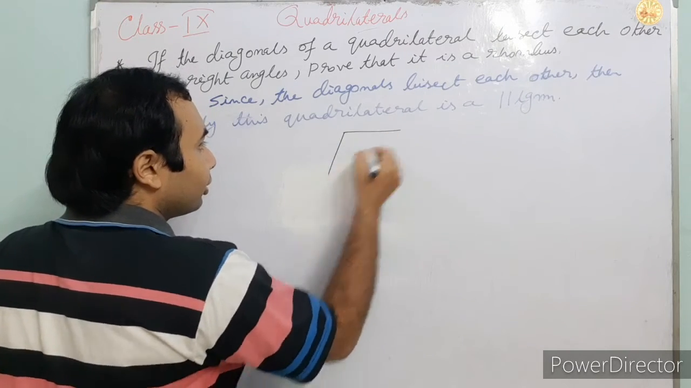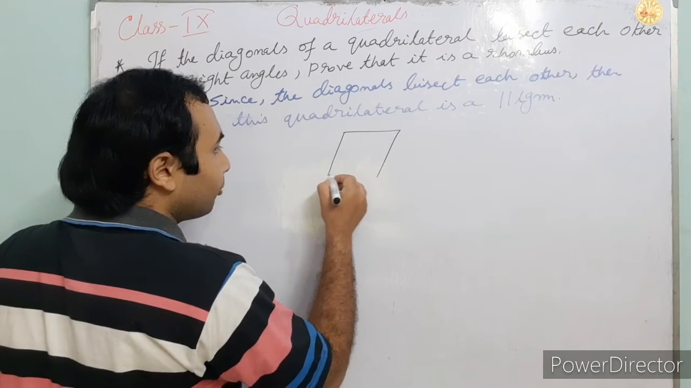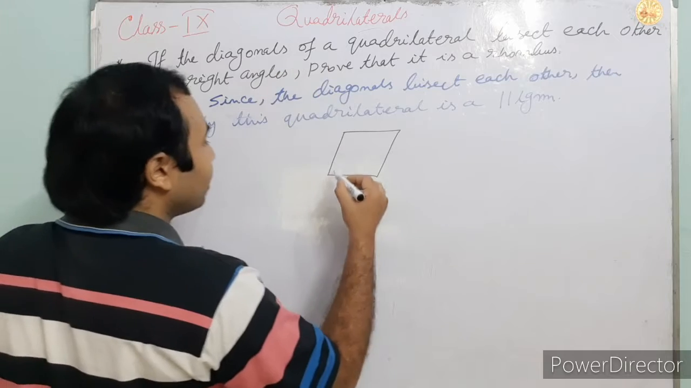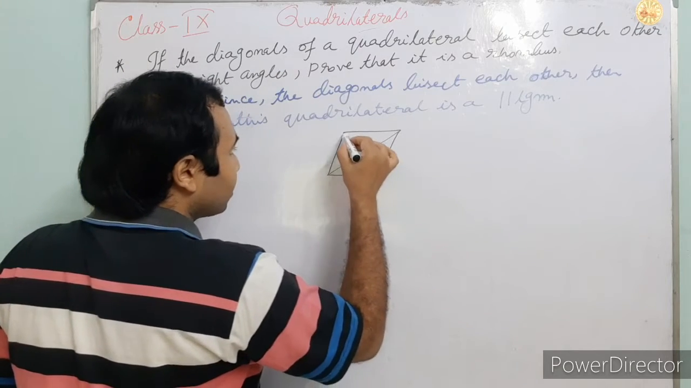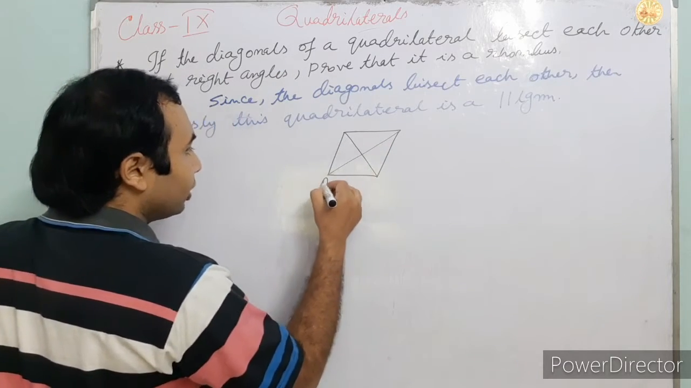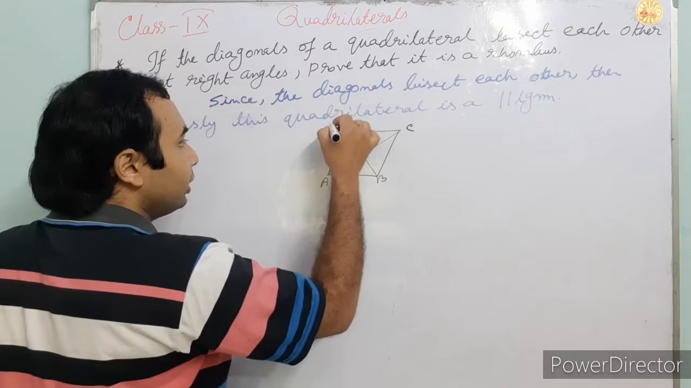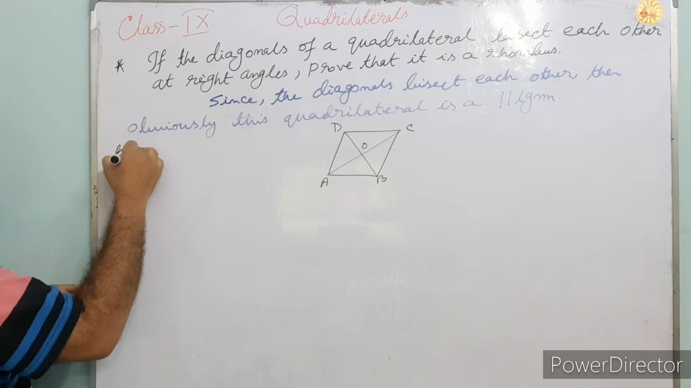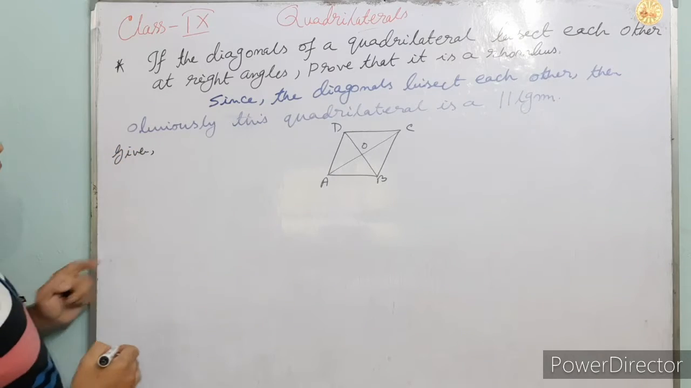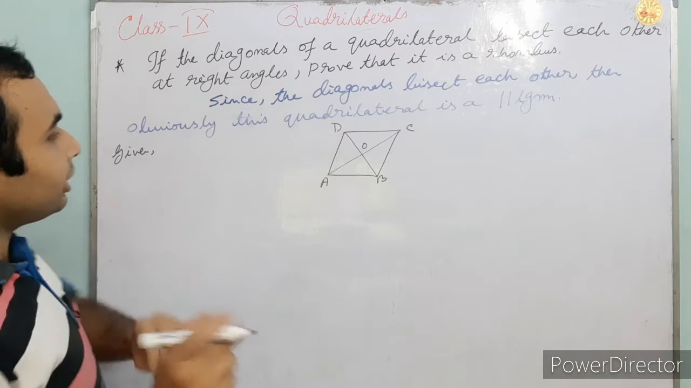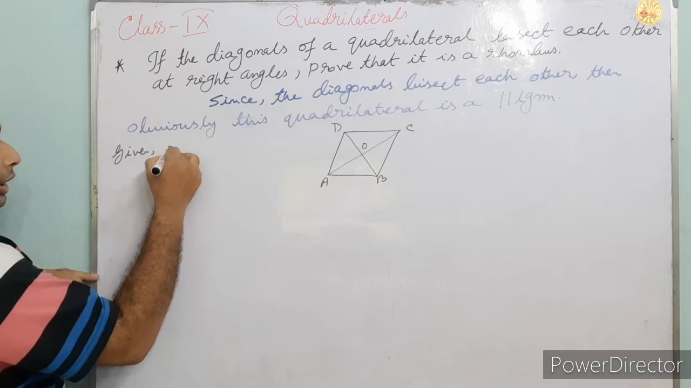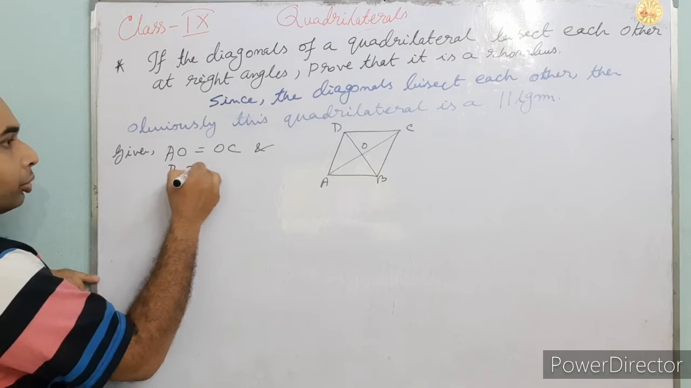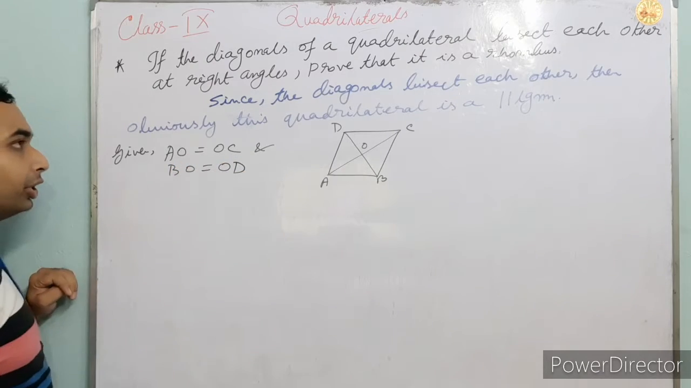Here, you have to prove the rhombus, so draw a rhombus here. And the diagonals are here, so draw the diagonals also. Give the names A, B, C, D and here O. It is given. What is given? The diagonals are bisecting each other at first. So given AO equals OC and BO equals OD.